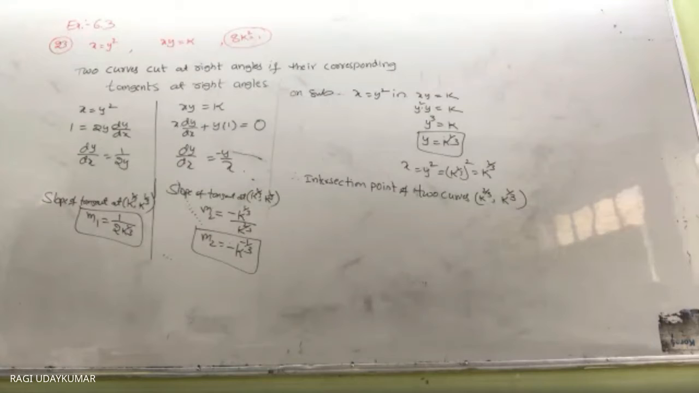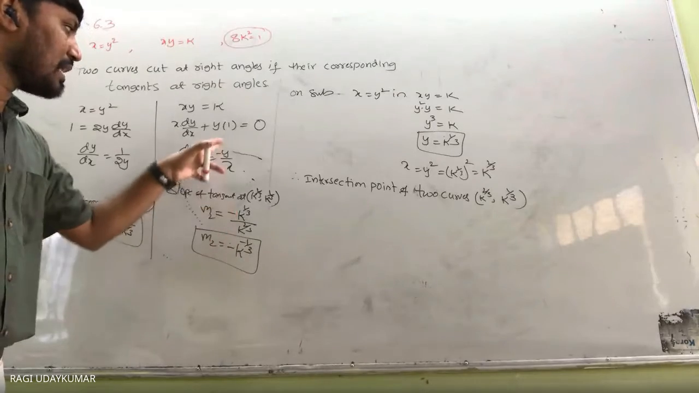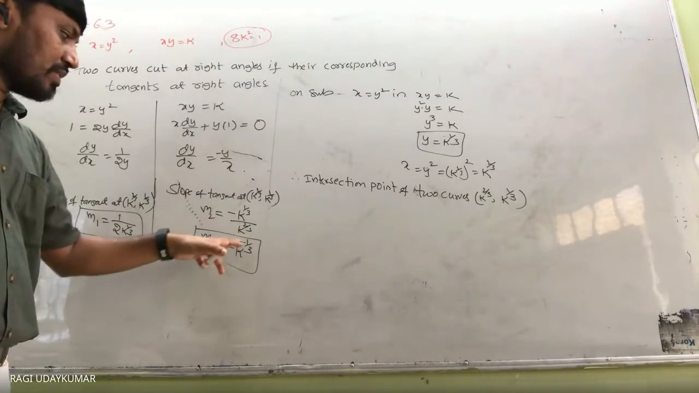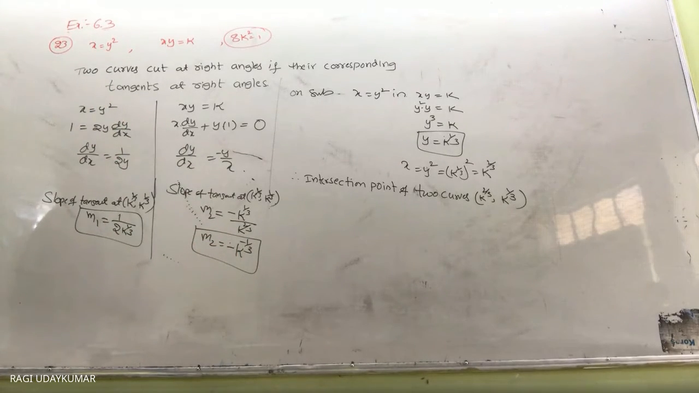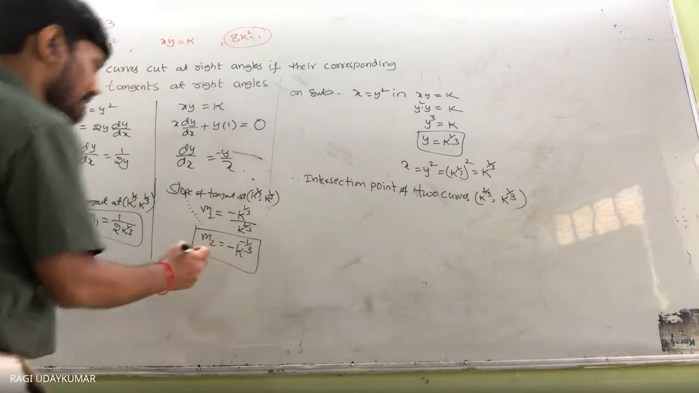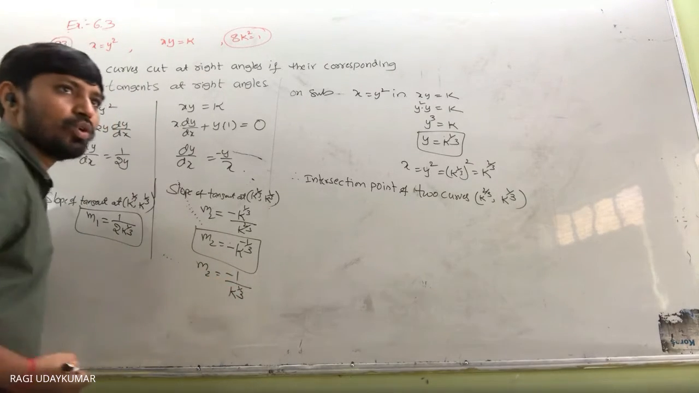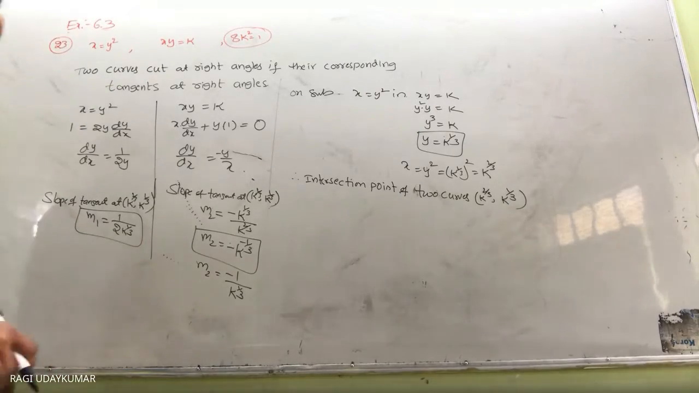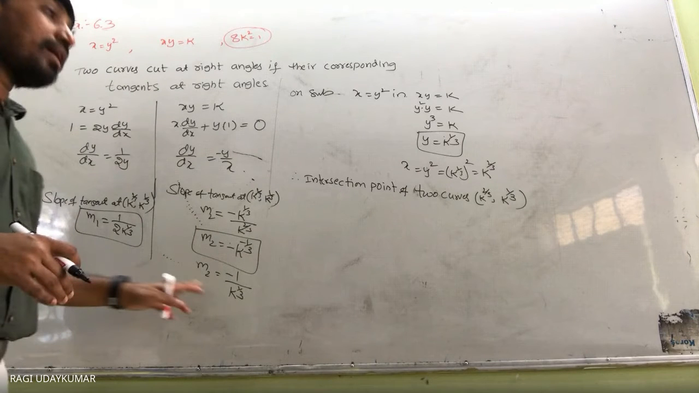So minus 1 by 3 and minus k. Where is the minus k? Minus k, yes, this is minus, here it is minus y by x. With this minus and this minus, and the basic thing is that it is in the power. Or if you want you can write this as m2 is equal to minus 1 by k power positive 1 by 3.